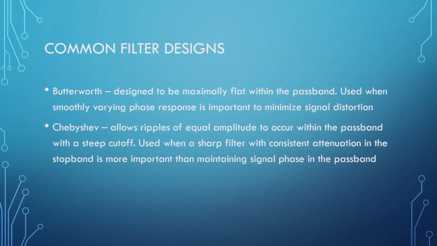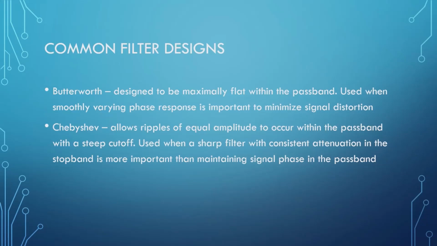Okay, so there are common designs. There's the Butterworth. It's designed to give you the flattest pass band signal during the pass band, and it's used when you're looking for a smooth varying phase response. That is important because you don't want to distort your signal. And then we have the Chebyshev, which has ripples of equal amplitude that occur during the pass band, but it has a much steeper cutoff. And there's also an elliptical, and there's also a Cauer, which we won't be talking about.